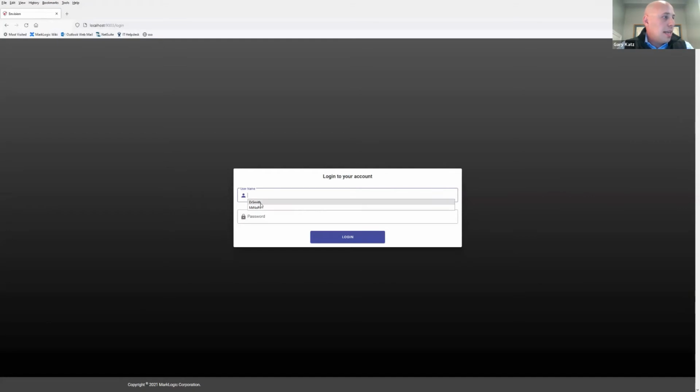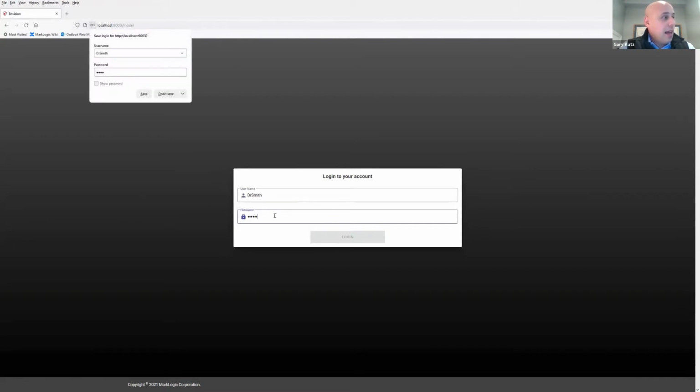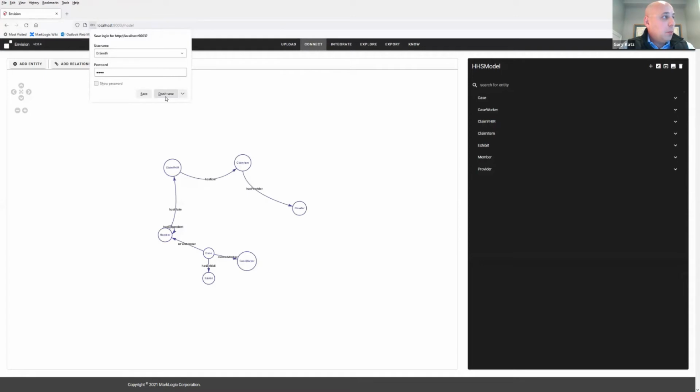So I'm going to log in as Dr. Smith to our demo environment here. And Dr. Smith is a highly privileged user. He can see everything. We also have another user in here called Mr. No PII, where Mr. No PII can't see PII. We're going to log in, and we're brought directly into our Data Hub Community Edition environment here.